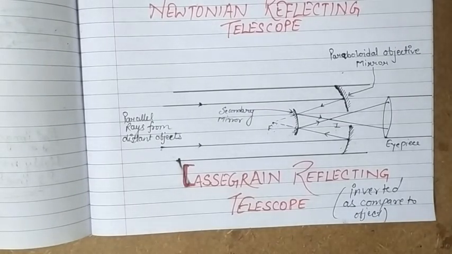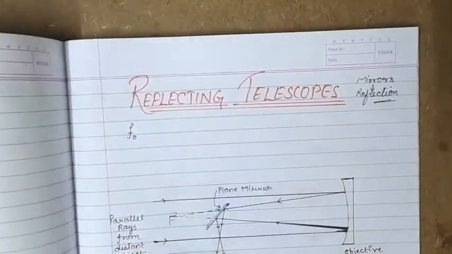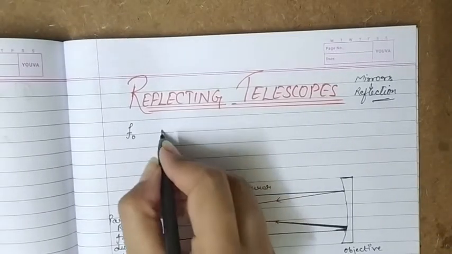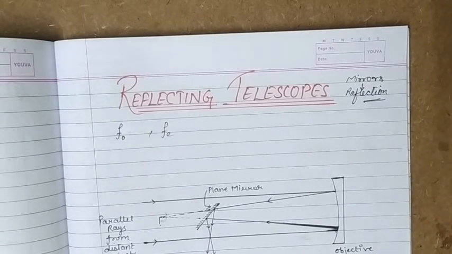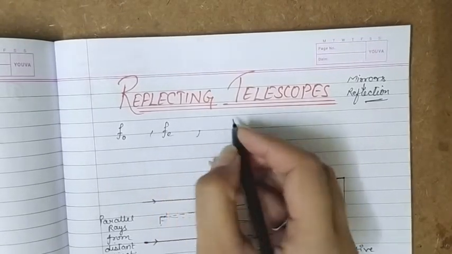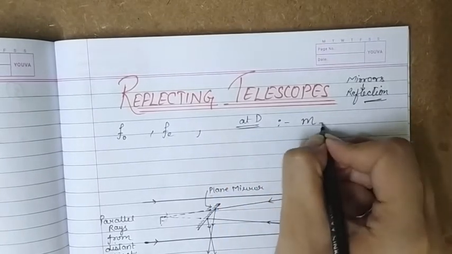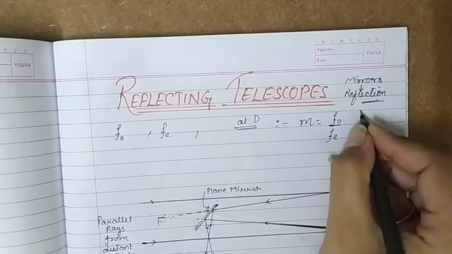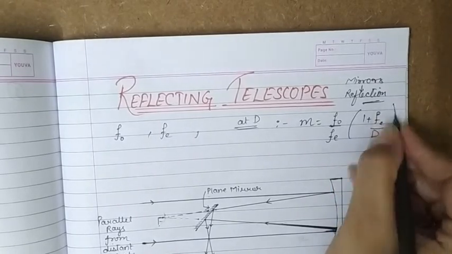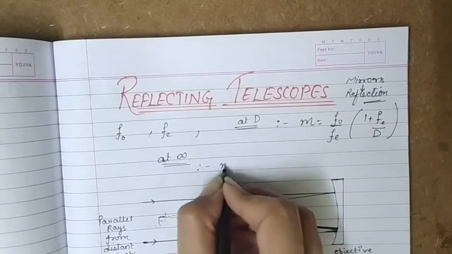This is how this telescope works. Now, if f naught or fo is the focal length of the objective and fe is the focal length of the eyepiece, then for the final image formed at D, the magnifying power or magnification can be given as f naught upon fe, times 1 plus fe upon D.